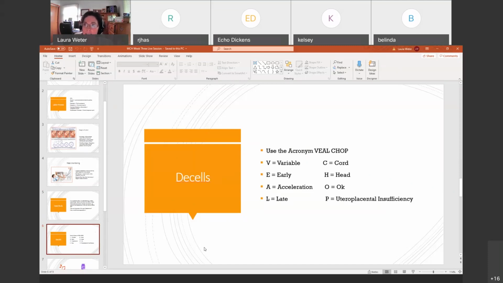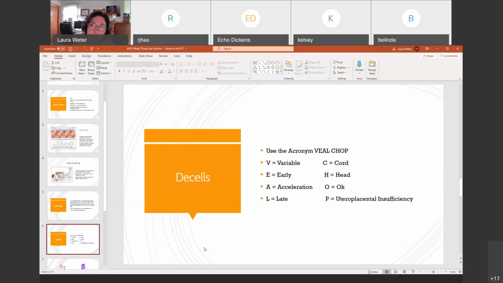Because the late decels occur after the contraction. So that tells us what? If they occur after the contraction, the baby's stressed, possibly. Baby is very stressed, but it means that it has nothing to do with the contraction. The rest of our decelerations are connected to the contractions in some way. The cord gets compressed because the uterus is contracting. So that's the variable. The head gets compressed because the uterus is contracting. That's the early. The baby's heart rate might accelerate in response to those contractions for some reason. So that, again, is related to the contraction. But the lates have nothing to do with the contractions because they occur after.